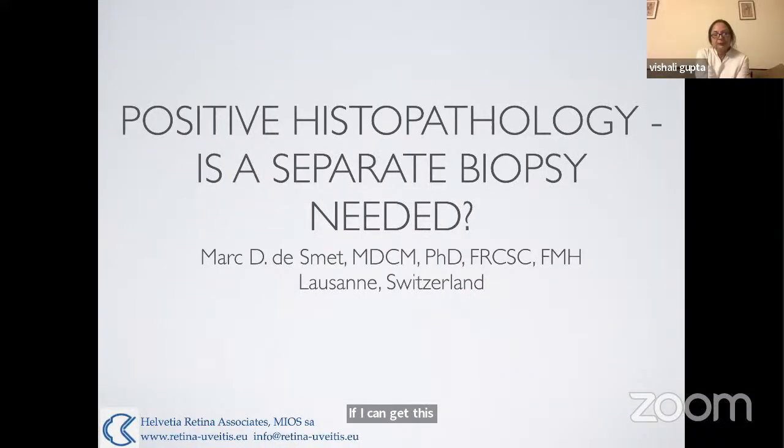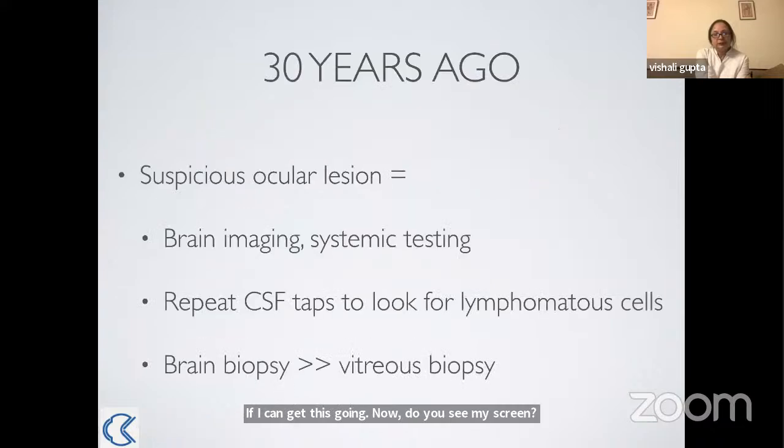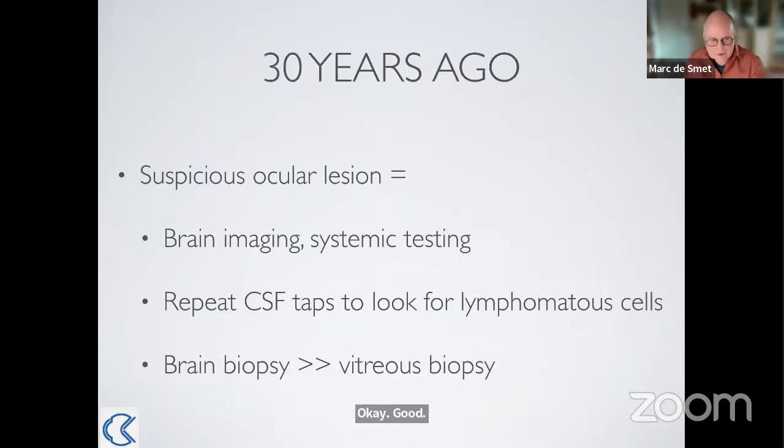We do. Okay, good. So this is 30 years ago when I was at the NIH, when you had a suspicious lesion, we would do brain imaging and we'd do systemic testing, and then we'd do repeat CSF taps. I can remember doing up to 8 taps in order to try and identify lymphomatous cells. The brain biopsy was seen as being definitive. Vitreous was okay, but you still went to brain.